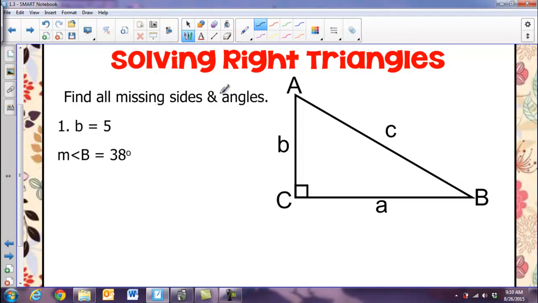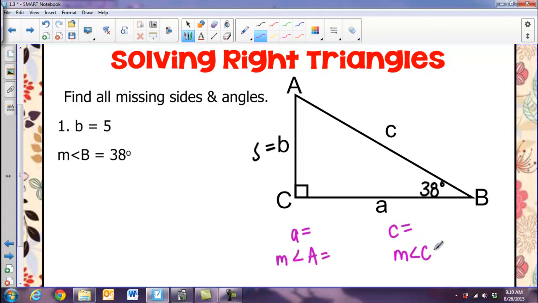And then I'm going to label what I know in my diagram. So I know that b equals 5. And I know that the measure of angle B is 38 degrees. Okay, so what that means is I've got to find all the things that we don't already know. So for instance, I have to know what the side length a is. I have to know what the side length c is. I need to know the measure of angle A. And I need to know the measure of angle C.